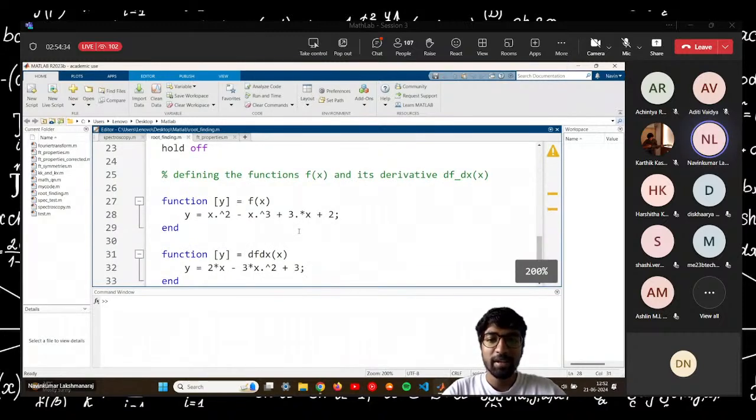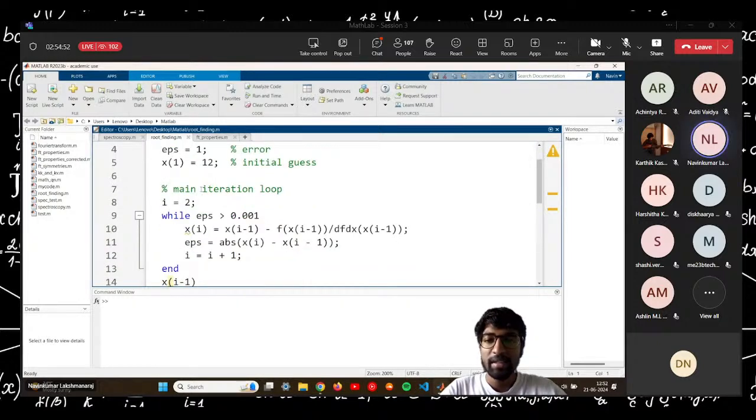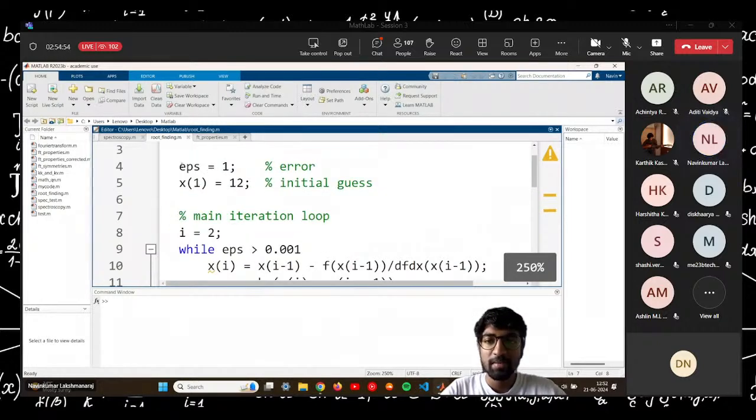At the same time, using the standard rules of differentiation, I've also figured out df by dx, which becomes 2x minus 3x squared plus 3. Now, with these functions defined by hand, what we can do is first clear the terminal and do all that business.